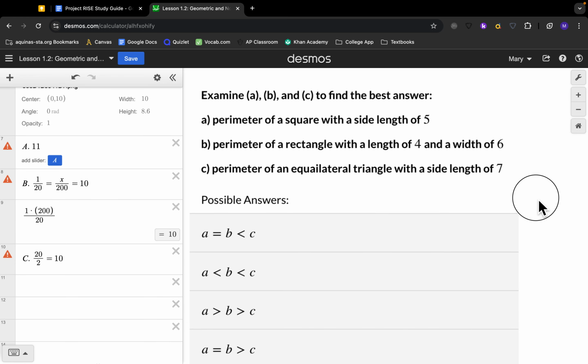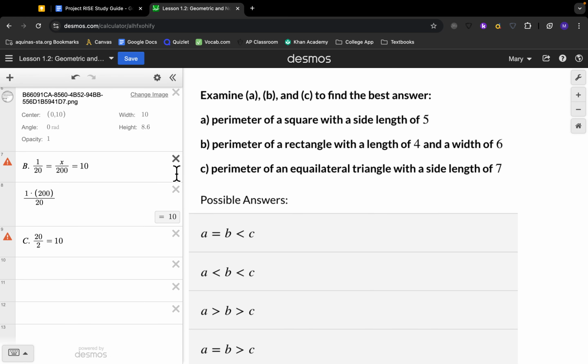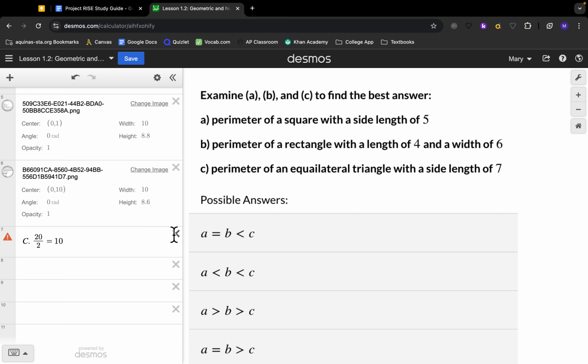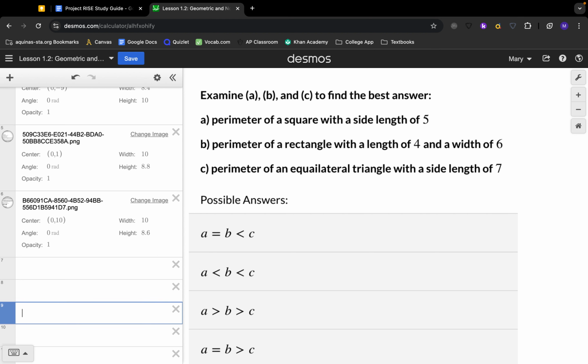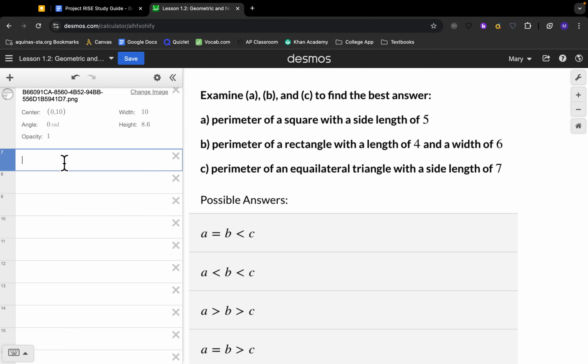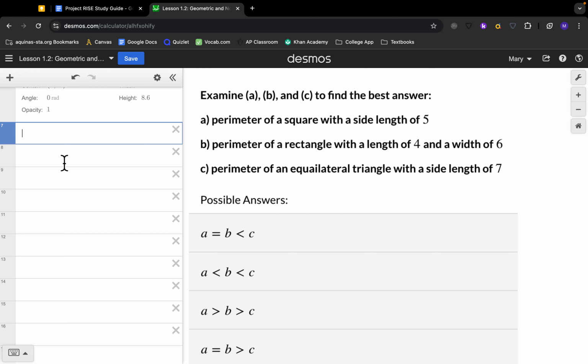Moving on, here is our geometric comparisons, but the thing is, not every question will provide you with the figure. I did because I'm nice, but the test isn't as nice, and you will probably have to draw most of the figures yourselves. So the first one is telling us we have a perimeter of a square with a side length of 5.